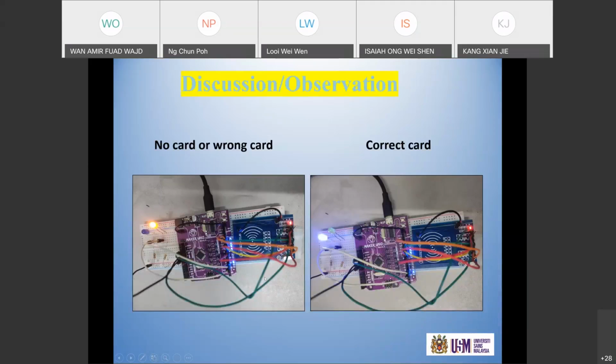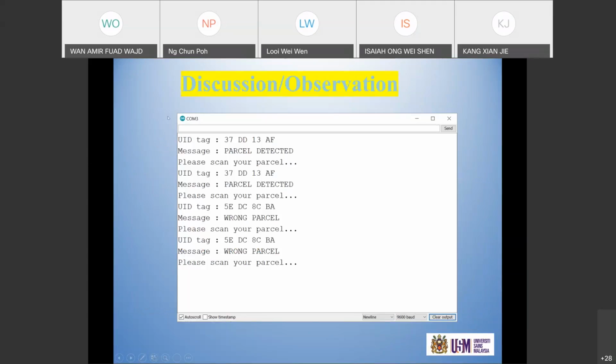Okay, so in the video, there's one part where we use the correct card, the blue tag, which is the registered ID. For the registered ID, you can see that the blue light lights up. If the wrong card or no card was scanned, the yellow light will continue to light up. So this is roughly what we showed.